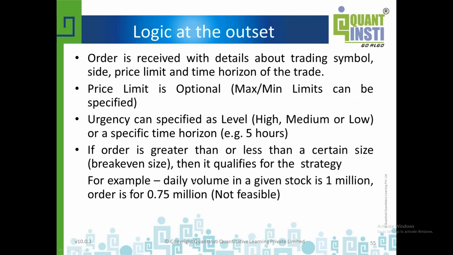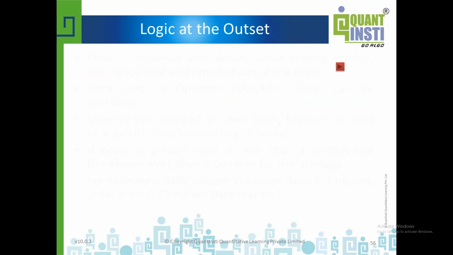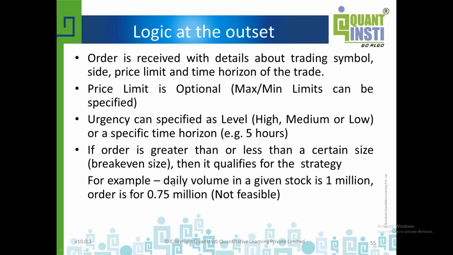Now obviously what you'll have to figure out is, this is just an example, that if the daily volume of a given stock is 1 million, and your client calls you at 1 p.m. and tells you that he wants to sell 0.75 million stock, 750,000 stock, then you'll just bounce back this order. Frankly, you'll not take this order because it just cannot get executed, right?